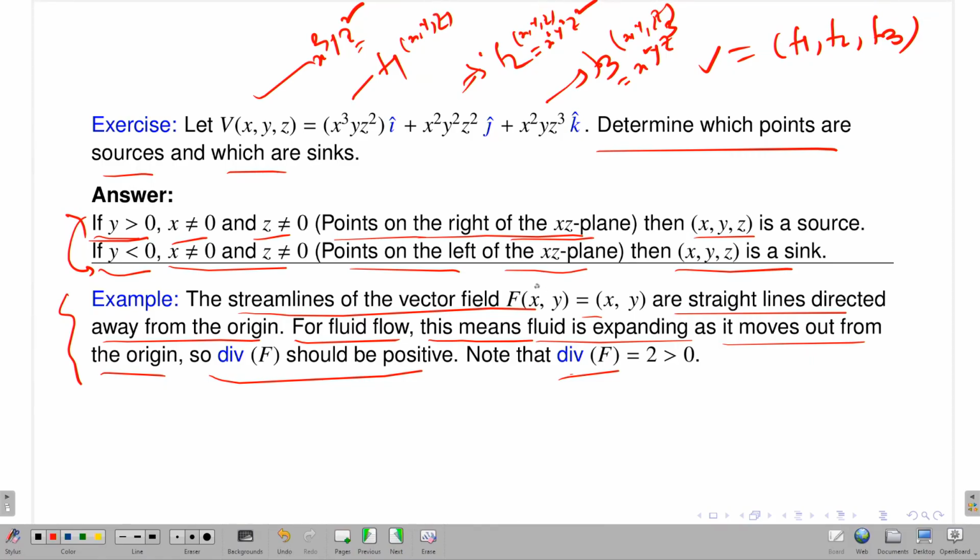So, for this vector field, the divergence is positive. In other words, in terms of fluid flow, this means that the fluid is expanding as it moves out from the origin.